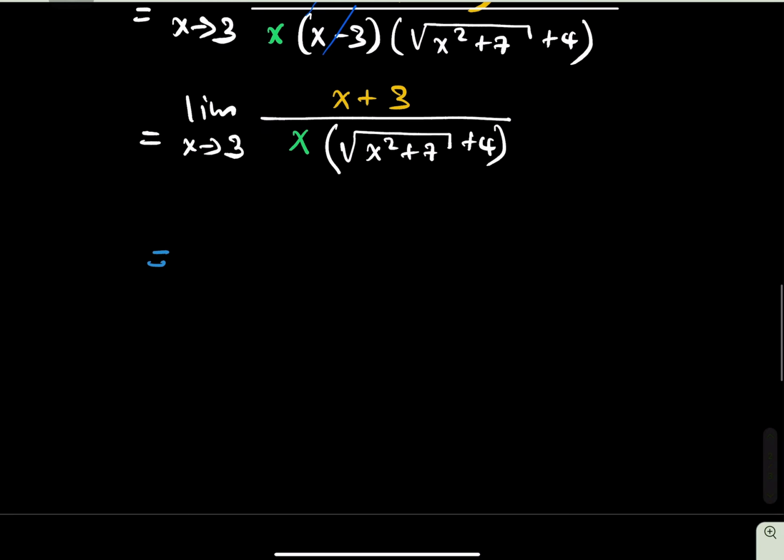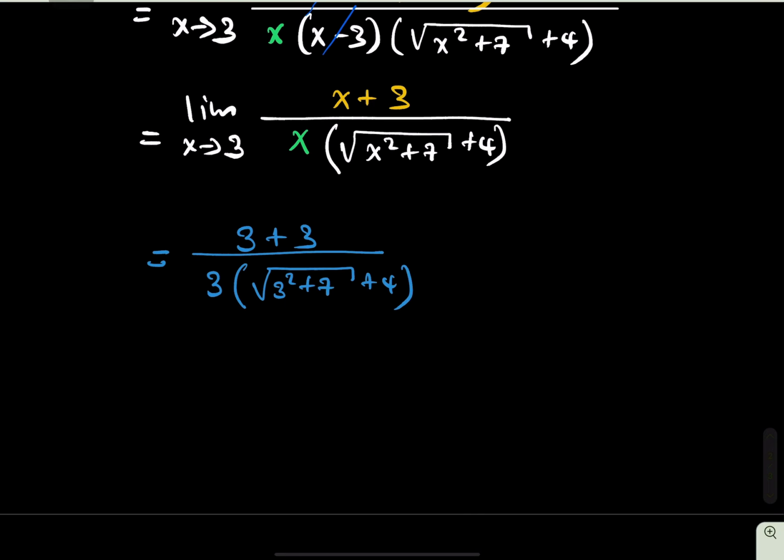So that is really going to be 3 plus 3 divided by, you take that 3 and put it there. That is going to be 3 into the square root of 3 squared plus 7, plus 4. What I'm doing now is to substitute the value of the limit. And that should really tie down to 6 divided by 3 into 16 under the square root, plus the other 4 here.